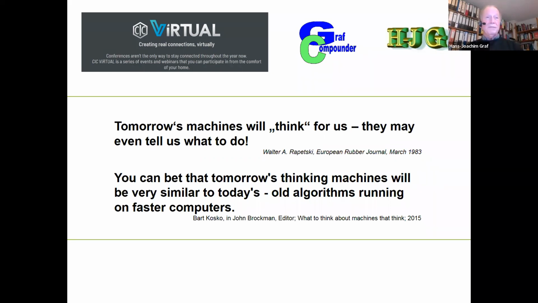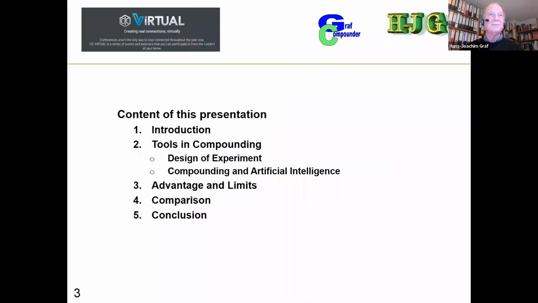And then in 2015, there is John Brockman, when I actually tried to dig deeper into this type of topic. There is a sentence at the very end of this book, where a lot of people get asked, what do you think about artificial intelligence? And he said, tomorrow's thinking machines will be very similar to today's old algorithms running on faster computers. And I said, wow, that is another sentence. It really gets you down to earth, I would say.